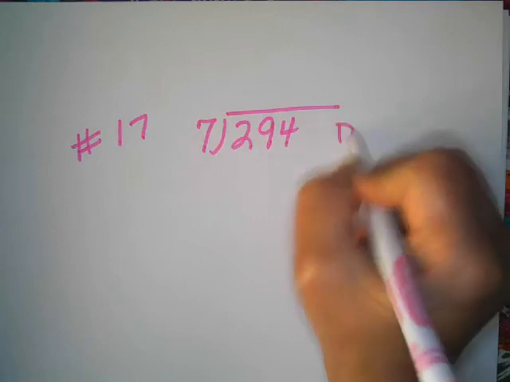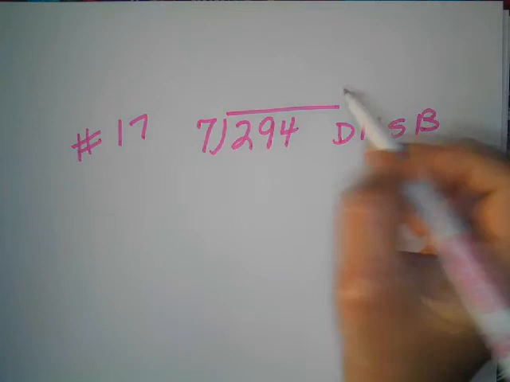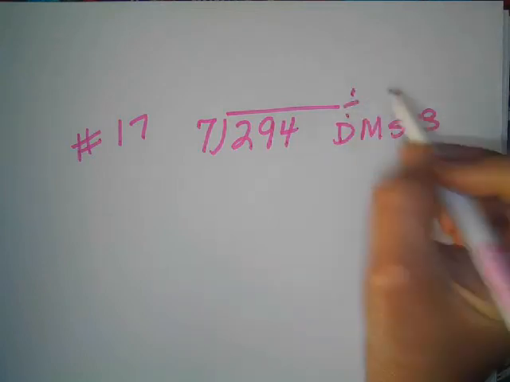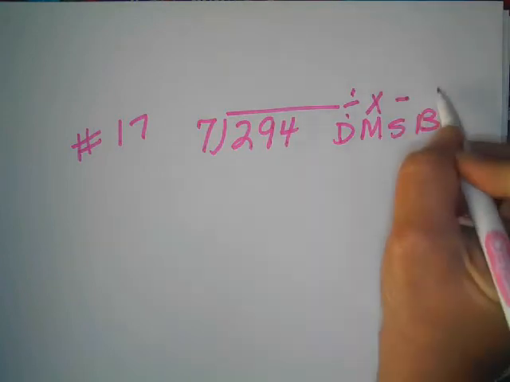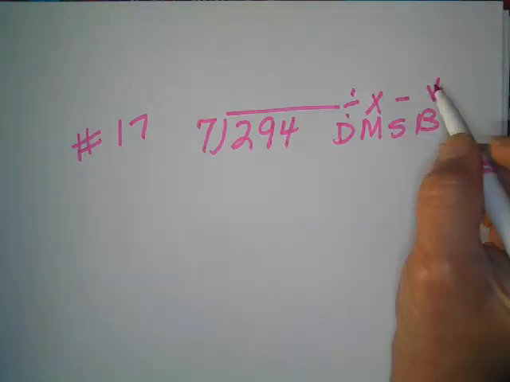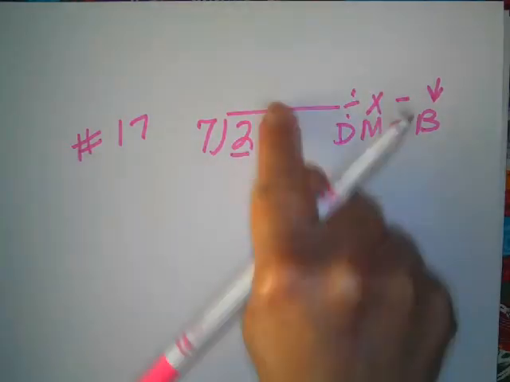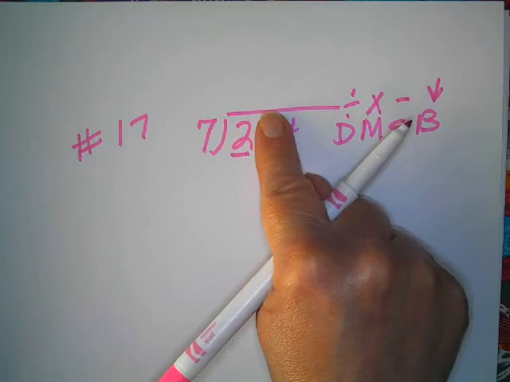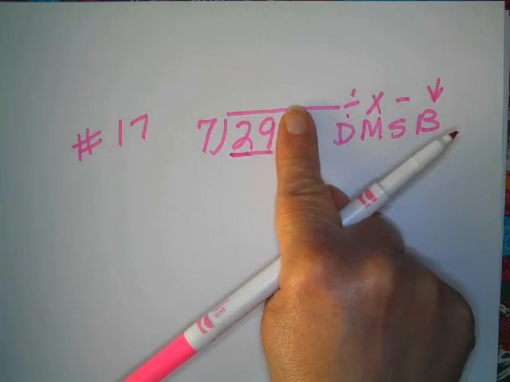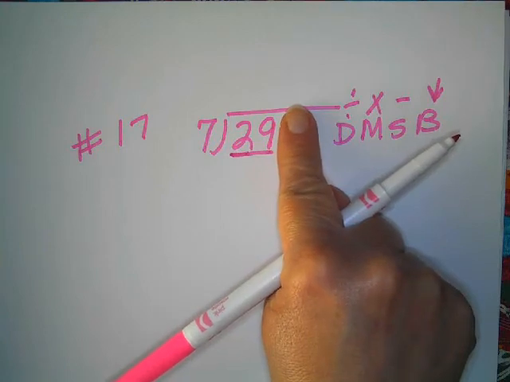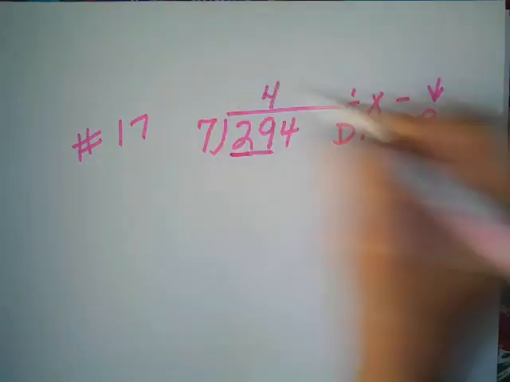And we're going to use a strategy. Does McDonald's sell biscuits? D again means to divide. M is to multiply. S is to subtract. And B is to bring down. So how many times does 7 go inside the number 2? It does not. We have to grab the next number, and now our new number is 29. How many times does 7 go inside 29? And that is 4 times.